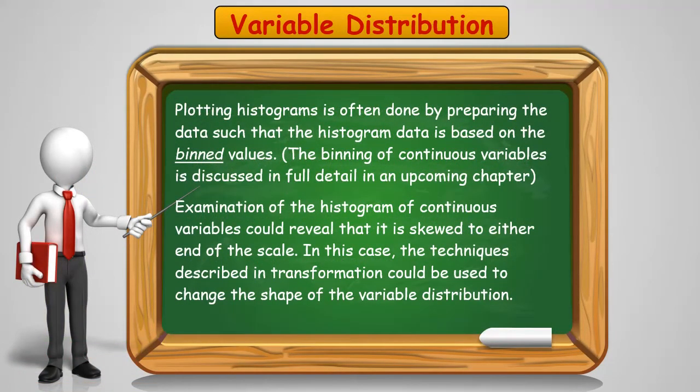Now, plotting histograms is often done by taking the data and using what we call bins. It's a binning process, and it's something we're going to explain in an upcoming chapter in great detail. So for now, just go with me with a simple example that I'm going to present, and we'll talk a lot more about it in an entire chapter. But looking at the values in a histogram form will allow you to see if it's skewed in one way or another. And in that kind of case, we can use the techniques described in the transformation section to change the shape of the variable distribution.